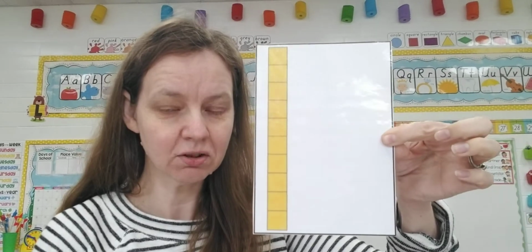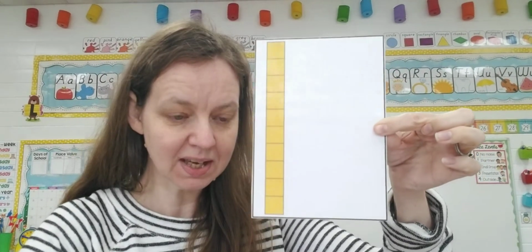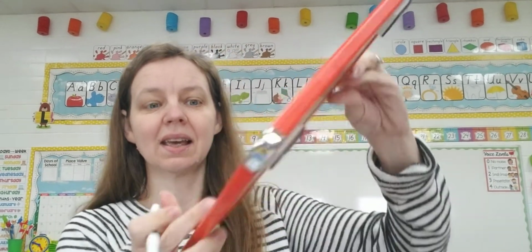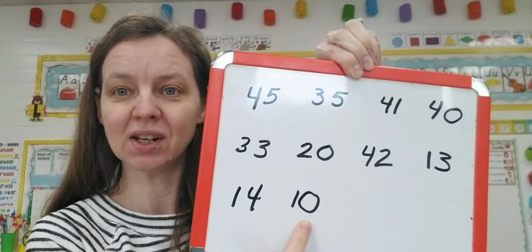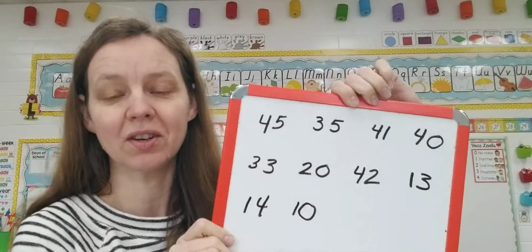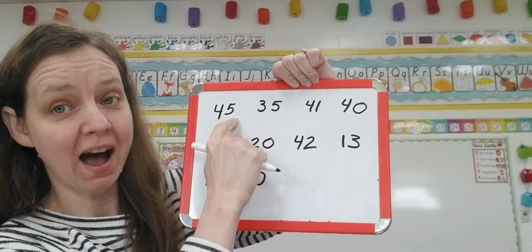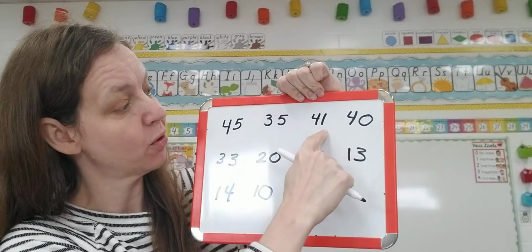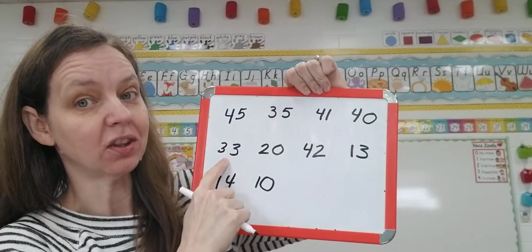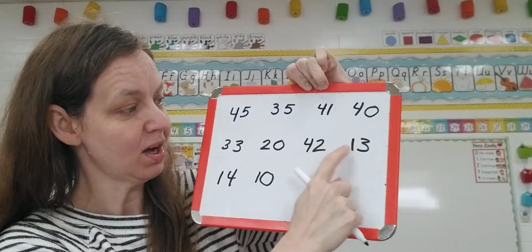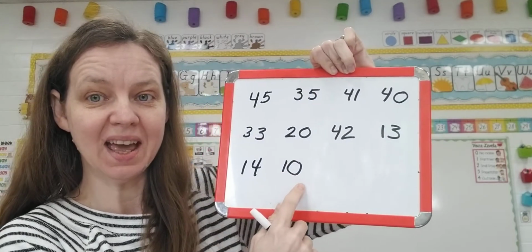Oh, again, they're trying to trick us. How many tens? How many ones do you see? Did you write 10 because there was 1 ten and 0 ones? If you did, awesome. I'm so proud of you. All right, let's read our numbers. 45, 35, 41, 40, 33, 20, 42, 13, 14, 10. Awesome. I hope you were able to keep up. If you weren't, it's okay. We're going to keep doing that each one of our math lessons for the next few lessons so that we can get quicker and quicker at recognizing those numbers when we see the tens and the ones.